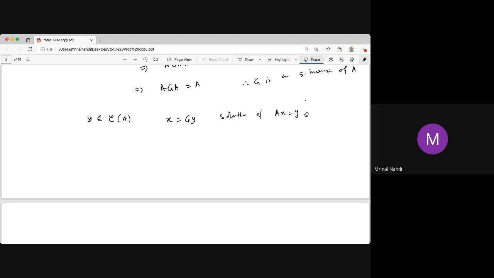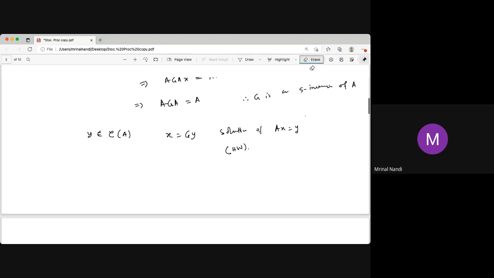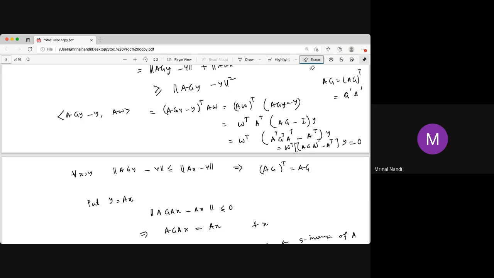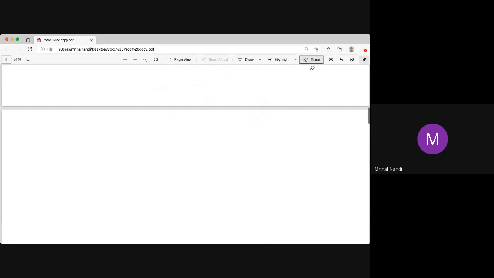Okay, just take this as an exercise. I'll discuss it in the next class. So take it as homework. I have to think a little bit on that. So why is this AG transpose equal to AG?